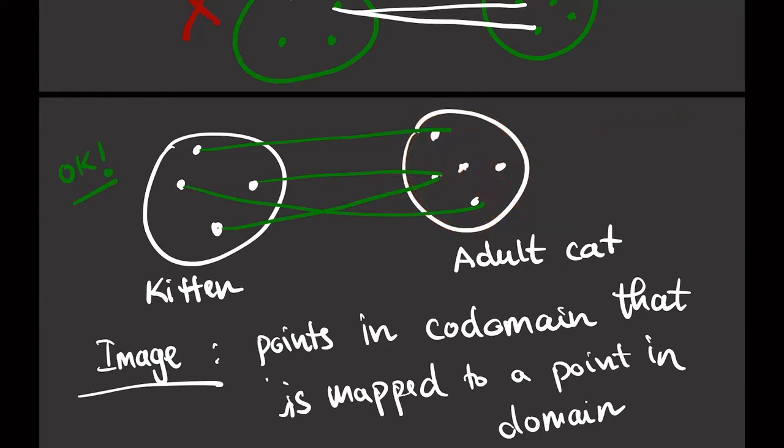The image of the function only consists of this point, and this point, because they are the only 3 points that were being mapped to something in the domain, okay? Only these 3. This one is called f of the domain, or you can call it the image of the function or range. They both mean the same. And this whole set, this whole circle here, is the codomain.